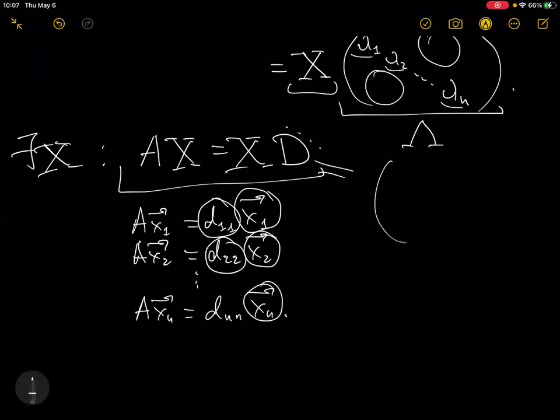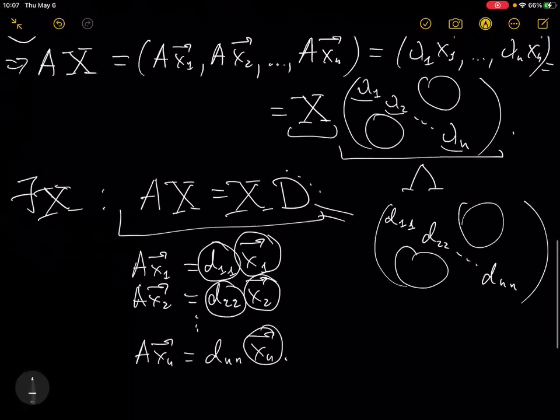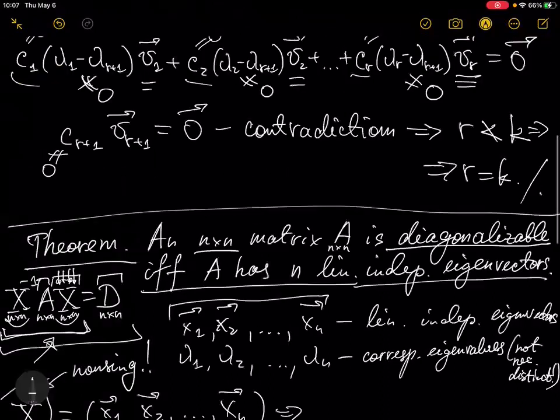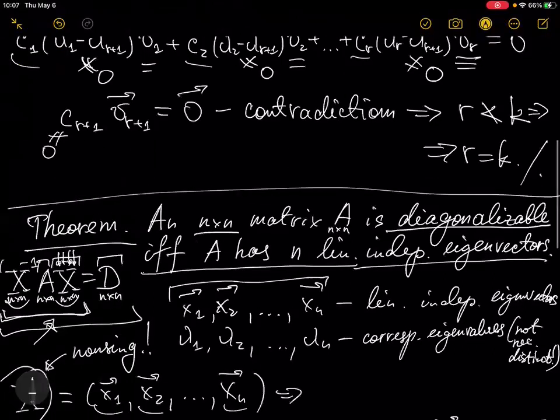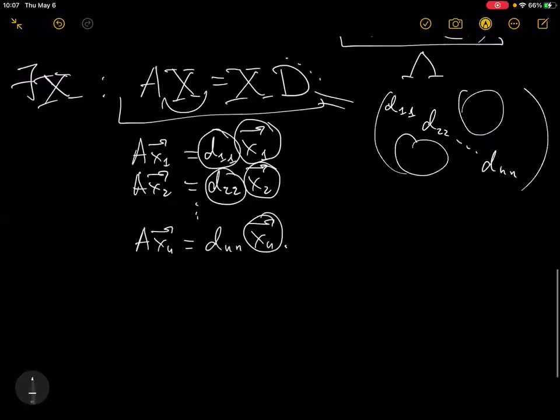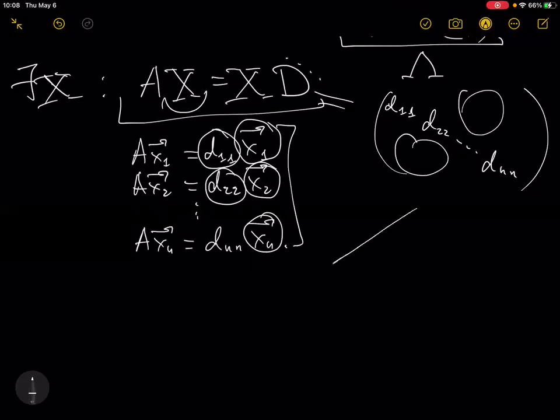D is D11, D22, DNN, and zeros everywhere else. Okay, and also because matrix X has to be non-singular, all x's are linearly independent, right? So all vectors x1, x2, and so on till xn have to be linearly independent. Now I have proven the theorem in both ways.